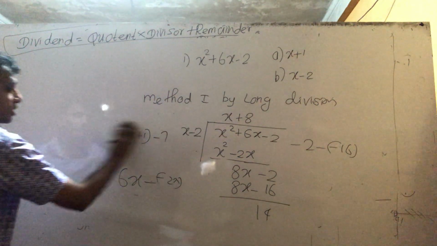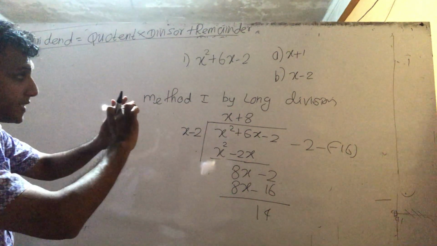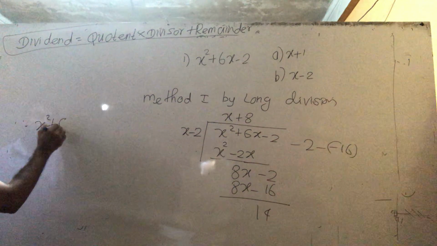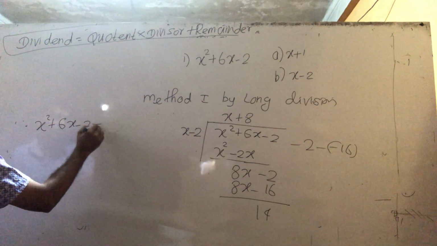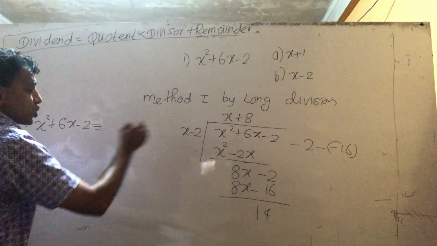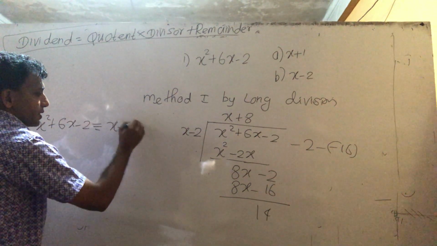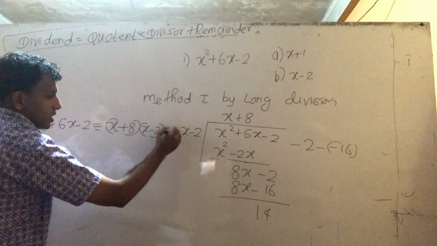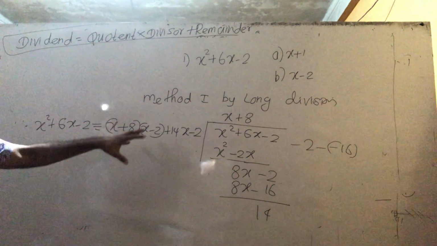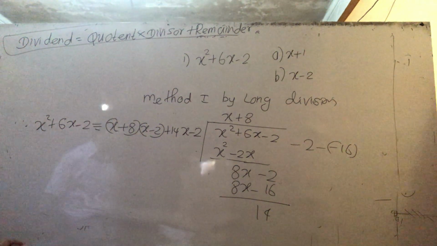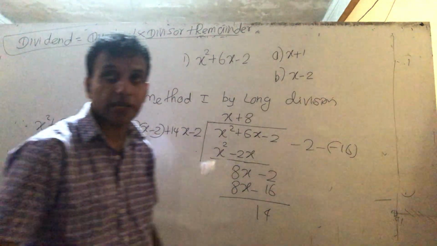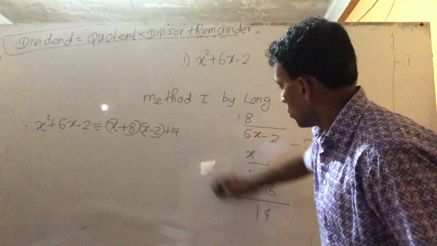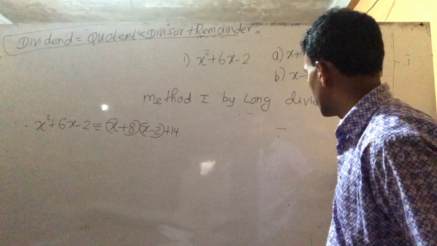Better you show it in the same fashion and write the polynomial pattern: x square plus 6x minus 2 equals quotient into divisor, plus the balance, plus 14. Both sides are the same. If you simplify this, it becomes this. This is very important for the future parts. Later we'll study other exam types of questions. This I did using the long division method.